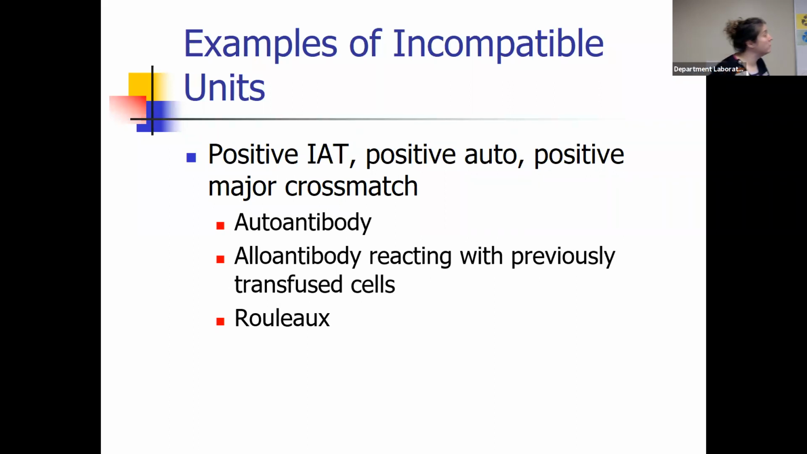Could also be Rouleaux, remember, because the excess protein in the patient plasma causes the Rouleaux. So anything that uses patient plasma in your testing could have false agglutination, all right?